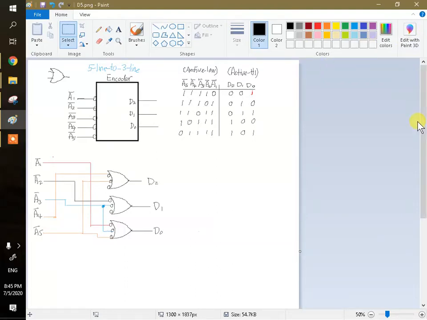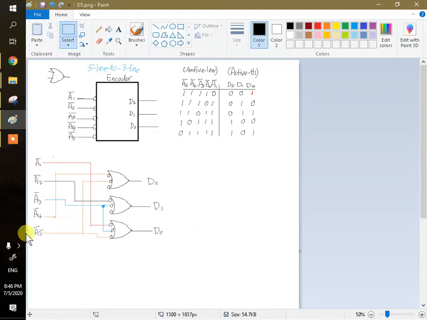Let's continue with the encoder. This is the last one we see, a 5 to 3 encoder. Last time we went through the truth table. This is input, this is output. When you activate one input, you will receive a 3-bit output for this 5 to 3 encoder.